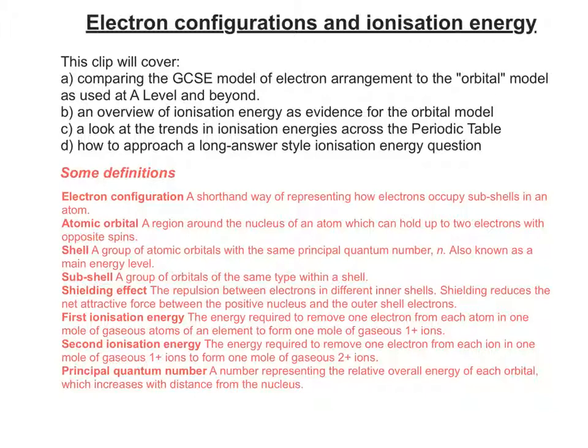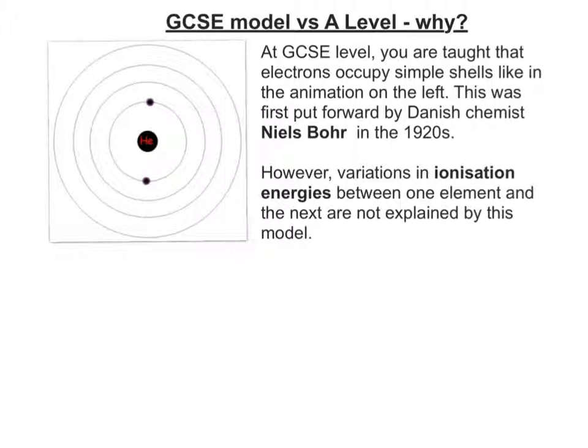Okay, so let's start with what you might have learned at GCSE. The model that you were taught at GCSE, shown in the animation, is the idea that electrons occupy simple shells around a nucleus. Now, there's nothing wrong with this model. It's actually quite feasible, and it does support many of the things that we have observed about atoms. It was put forward by a Danish chemist called Niels Bohr in the 1920s. Niels Bohr would have worked with people like Einstein and Heisenberg as well, if you've heard of those people, obviously.